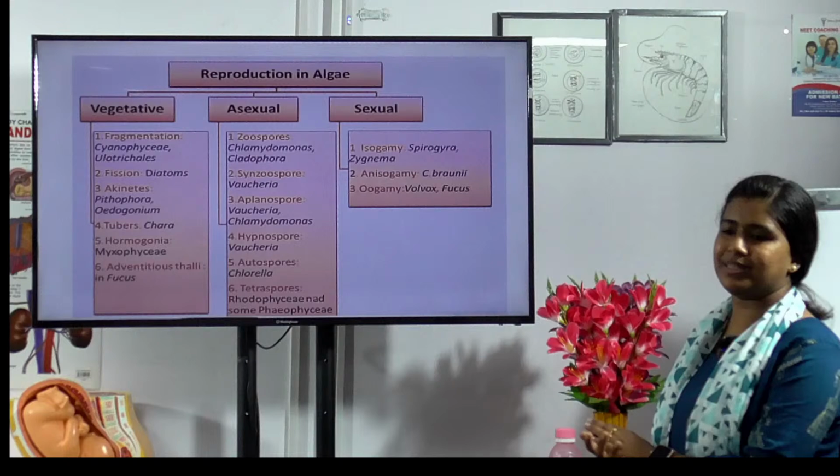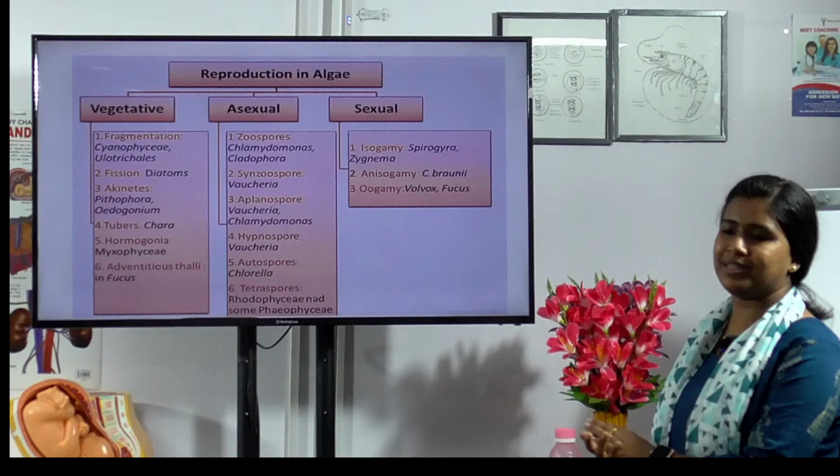Okay, these are simple primitive seedless vascular plants. The term Pteridophyta was coined by Haeckel. There are about 13,000 species of pteridophytes. Now let us see where they live.